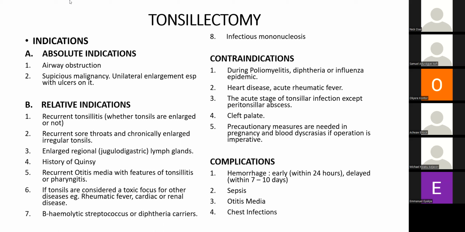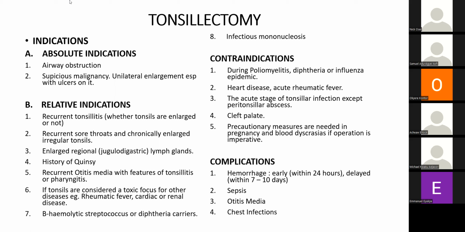Contraindications. You can't do a tonsillectomy if there's a history of poliomyelitis or diphtheria or influenza epidemic, because this can further spread the disease you are trying to treat by taking off the tonsils. This can cause the organism that causes the polio or the diphtheria or the influenza to further spread in the system. It can lead to septicemia or bacteremia.